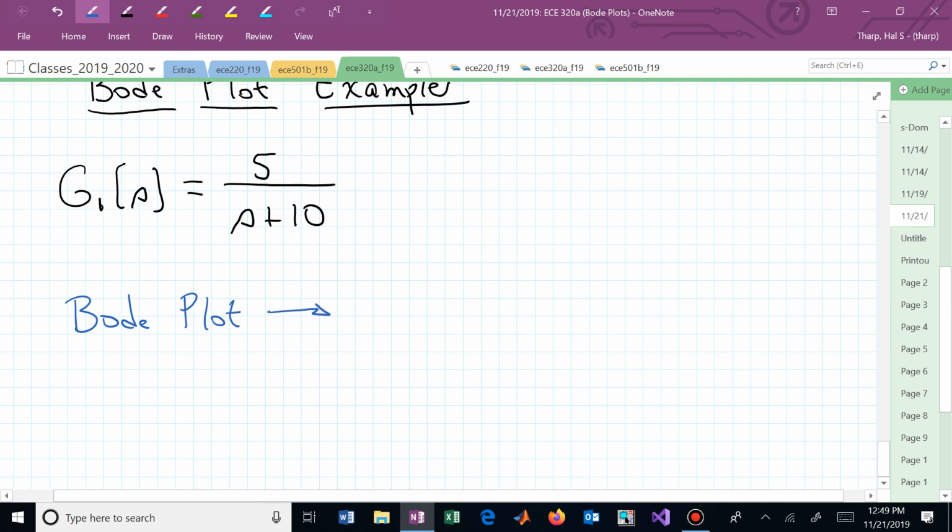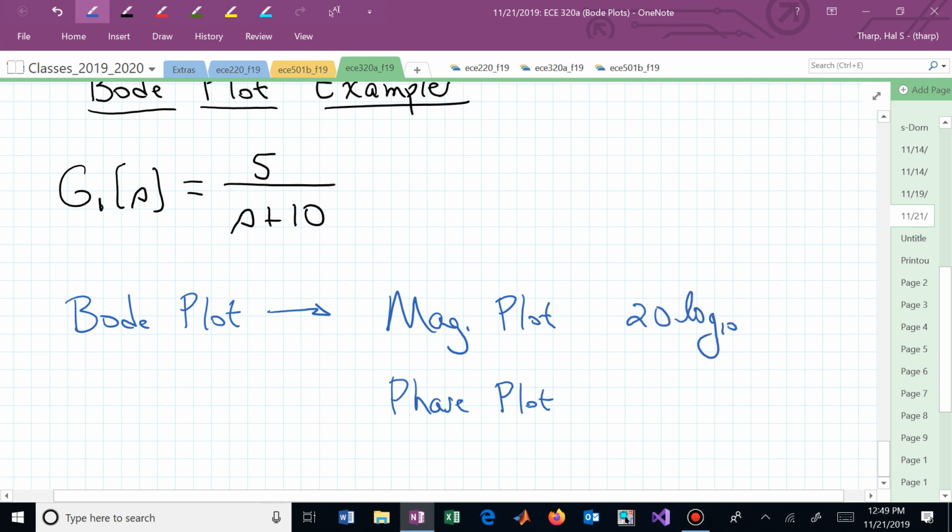If I'm doing the Bode plot, then I'm doing the magnitude plot and the phase plot. And the magnitude plot will be in units of dB, so we are looking at the log base 10 of G of j omega times 20. And we're sketching that versus frequency, where the frequency axis is log of omega.